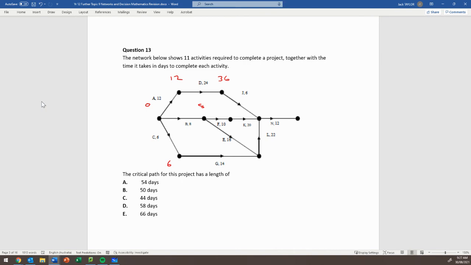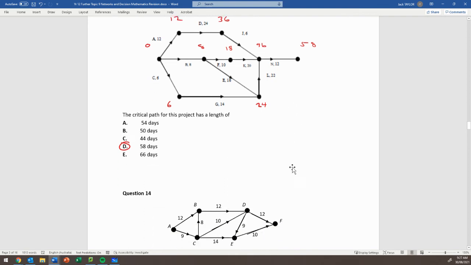It's 24. What's that one? So that'll be 24, the 8 and the 16. What's that? That's 18. This one will be 46. So the 24 plus 22, which leaves me on 58. So the answer is D. So with these ones, you kind of need to learn to do it quickly, just scribble the numbers on as you go through.